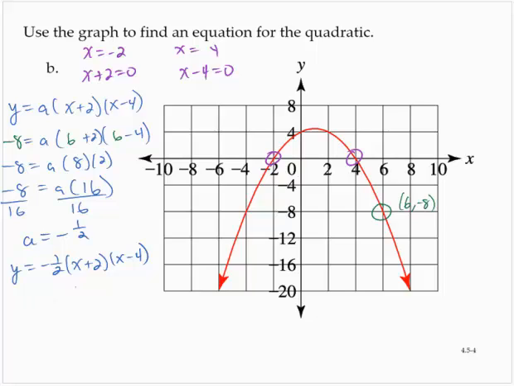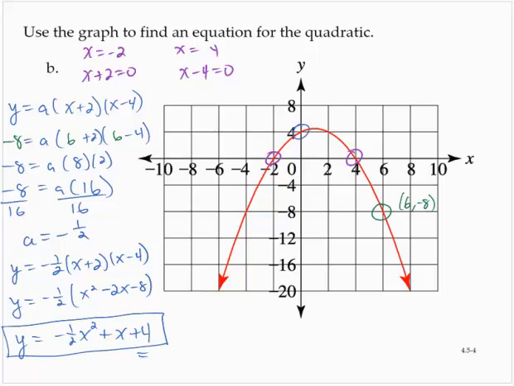Let's go ahead and multiply this out. Simplifying the right-hand side, I'd have y is -1/2 times (x squared minus 2x minus 8). And then distributing, I'd have y is -1/2 x squared plus x plus 4. Notice that the plus 4 matches up with your y-intercept, so we can be fairly confident that this is correct.